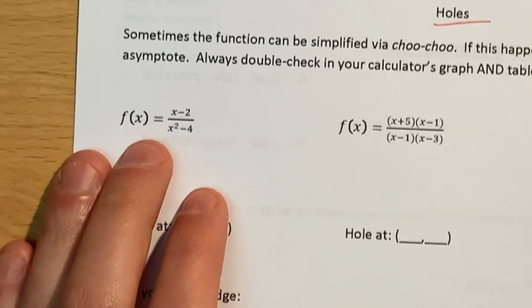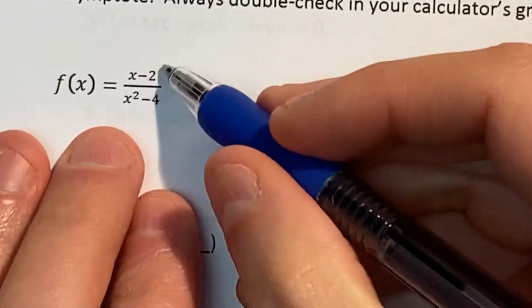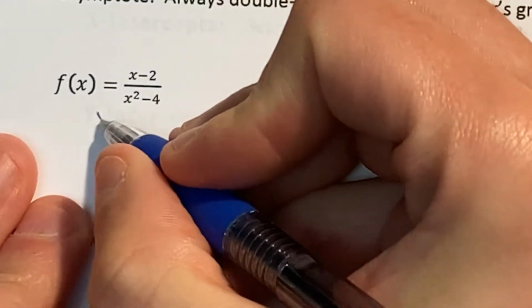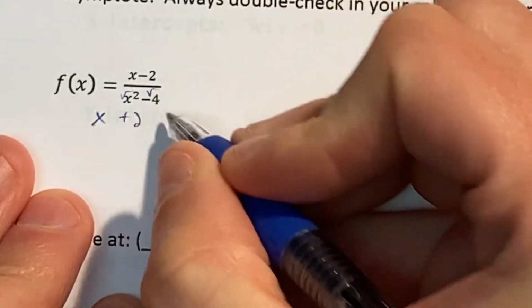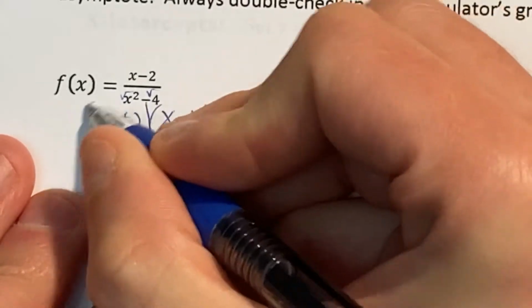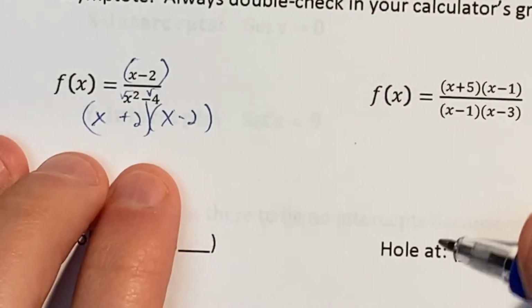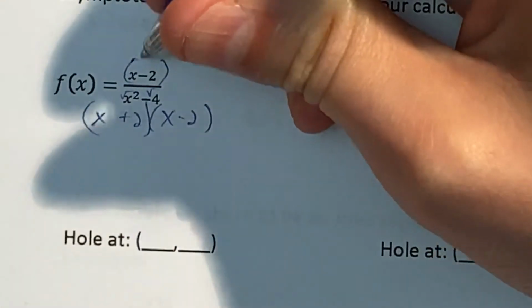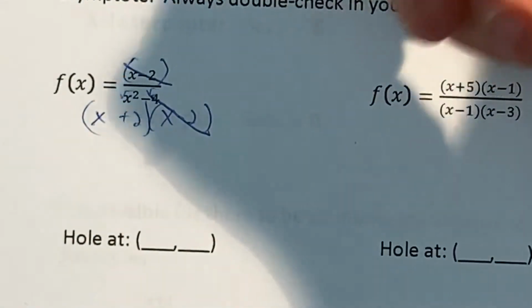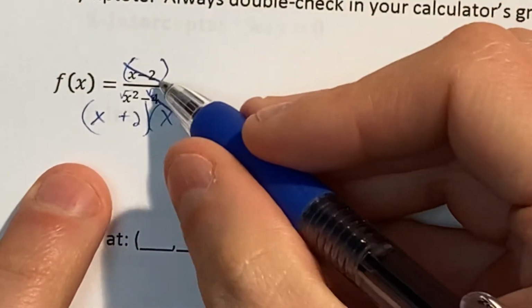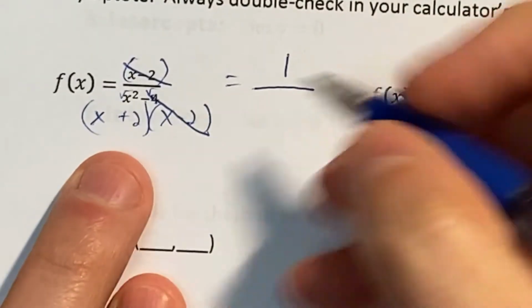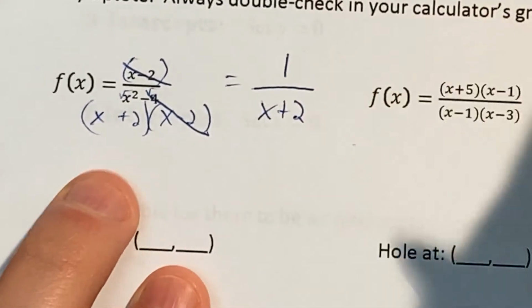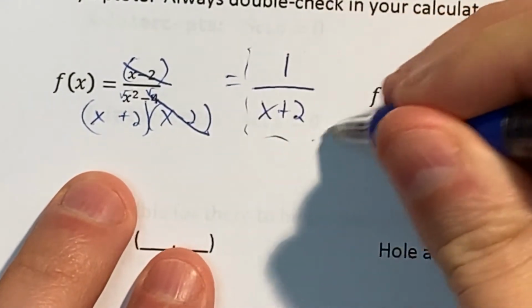So here we go. In this first question, nothing cancels out immediately, but it turns out that the bottom is factorable by difference of squares. So the square root of 4 is 2. So you get x plus 2 and x minus 2 in the bottom once you factor it. But the top also had an x minus 2, which means these two things cancel out. In which case, all you have left on top is nothing, meaning a 1. And on bottom, you have an x plus 2.